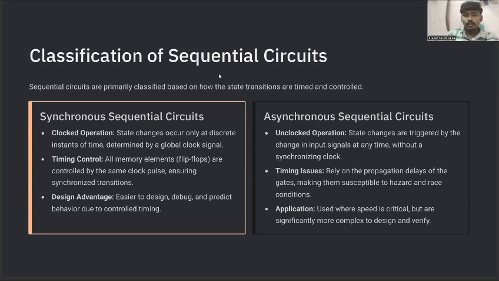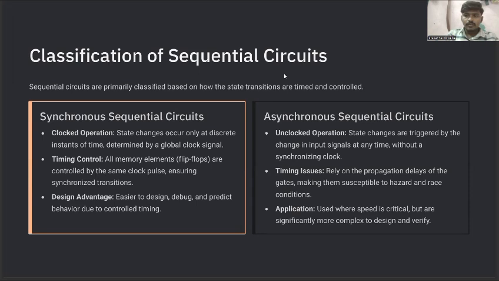So we can talk about asynchronous sequential circuits. In asynchronous sequential circuits, there is no common clock. The state changes occur immediately when input changes. These can operate without a synchronous clock pulse. As we said in the previous synchronous circuits, there is no similar clock pulse to each flip-flop.